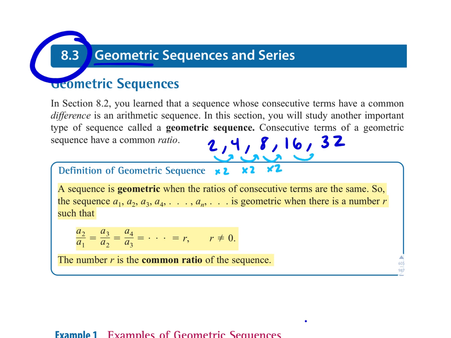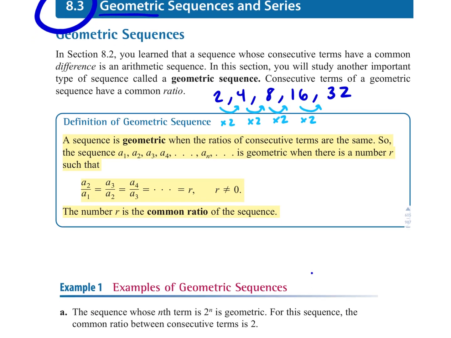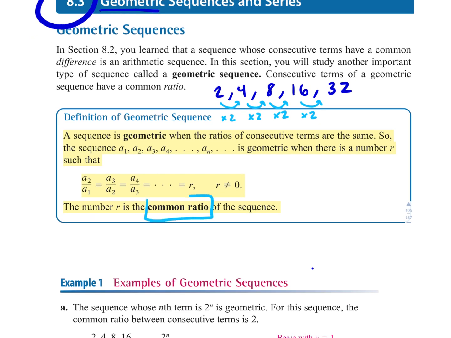So what was an arithmetic sequence? When you add to get from one number to the next. Geometric is when you multiply to get from one number to the next. So in a geometric sequence, we have a common ratio. We can find the common ratio, what we're multiplying to get from one number to the next, by taking the second number and dividing it by the first.